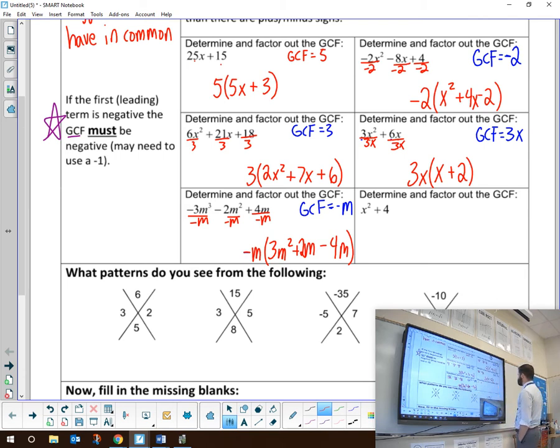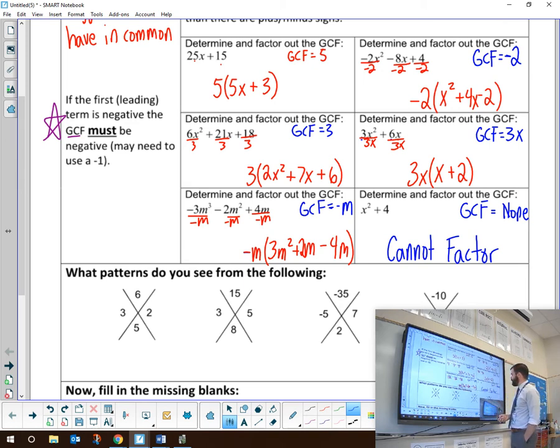And then last but not least, determine and factor out the GCF of this one. x squared plus 4. My GCF is going to equal, well, nothing. There is no GCF. We cannot factor this. There's nothing in common. Okay? There's no number in common, and my 4 doesn't have an x with it, so there's no x in common either.